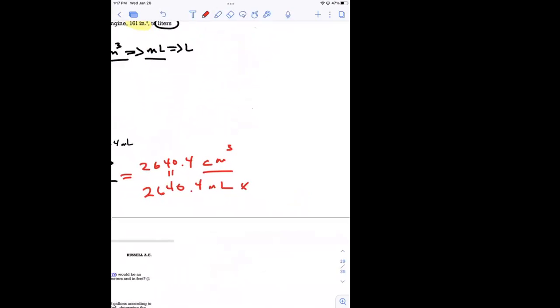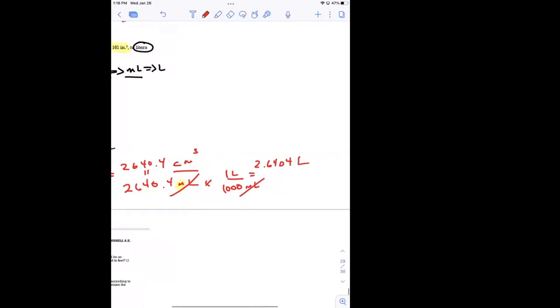What's my conversion from milliliters to liters? What's the milli stand for again? 1,000. 1,000th with a TH on the end. So that means that there are 1,000 milliliters in every liter. And again, we're going from milliliters to liters, so a smaller unit to a larger unit. So that's times 1 liter over 1,000 milliliters, and we're going to cancel those out. And it's going to end up being 2.6404 liters, right?